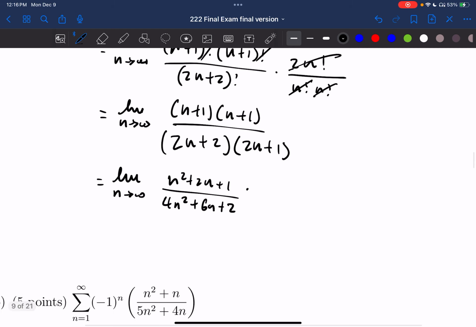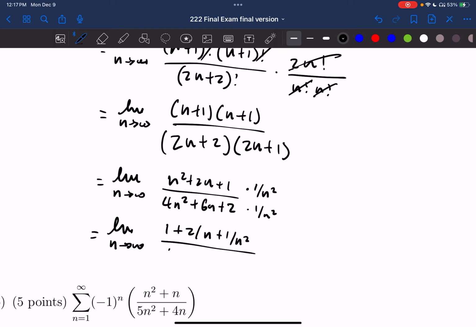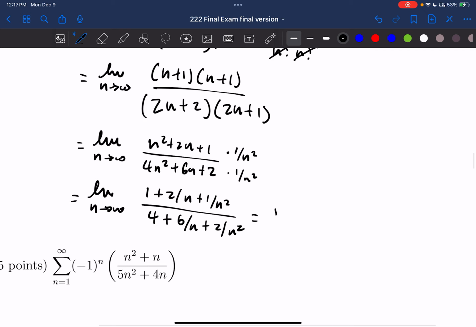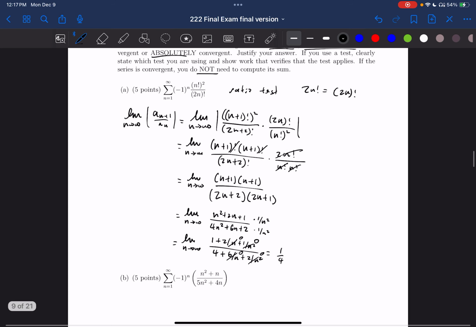Now, if we multiply the top by 1 over n squared, and multiply the bottom by 1 over n squared, this is going to be equal to the limit as n goes to infinity of 1 plus 2 divided by n plus 1 divided by n squared, all divided by 4 plus 6 divided by n plus 2 divided by n squared. This is going to be equal to 1 over 4, because this term will go to 0, this term will go to 0, this term will go to 0, this term will go to 0. So we're just left with 1 over 4.